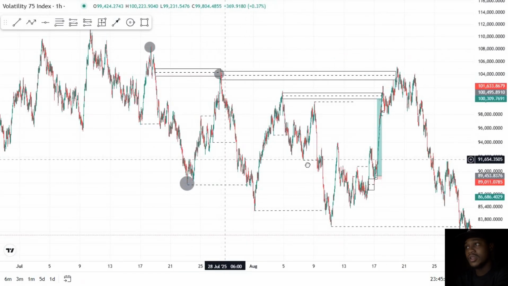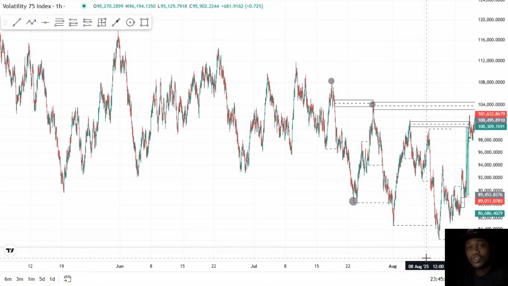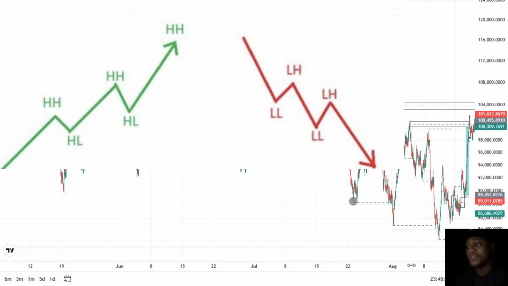As you can see from the higher time frame, the market structure is bearish. So we're actually looking for sales when the market structure in the higher time frame is bearish. For example, from different time frames, we have like the 5-minute can be bullish, the 15-minute can be bearish, the 1 hour can be bullish. So it differs from different time frames.